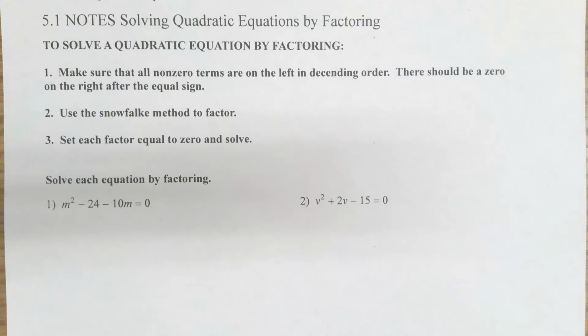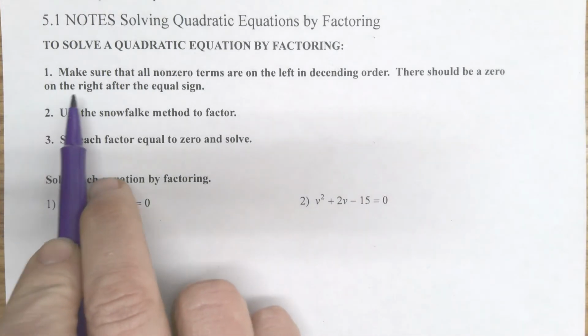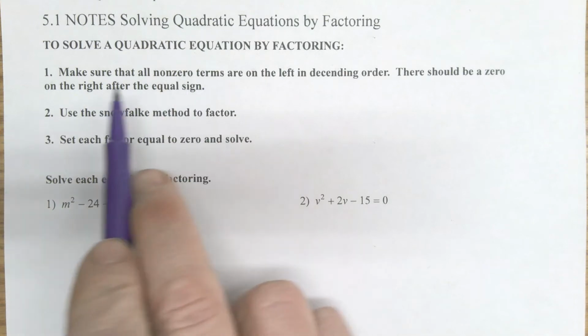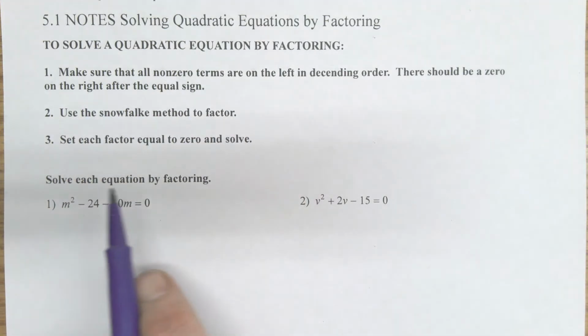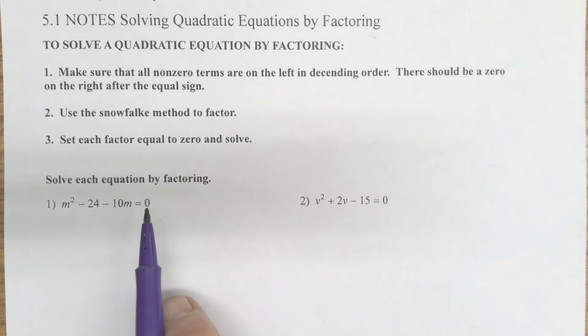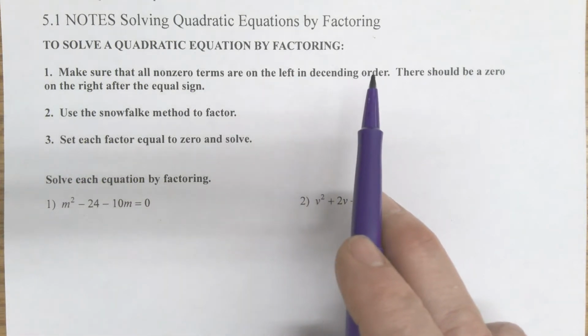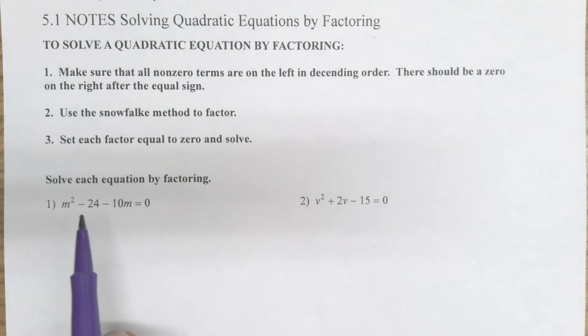So let's get crack-a-lackin' here. We're going to be doing the snowflake still, remember, but this time we're going to be solving. So our first move is to make sure that everything is on one side and set equal to 0. And then we also have to make sure that they're in descending order. So that means highest power to the lowest power.